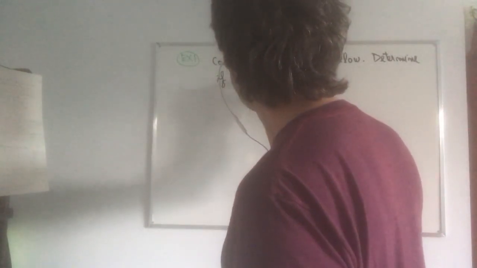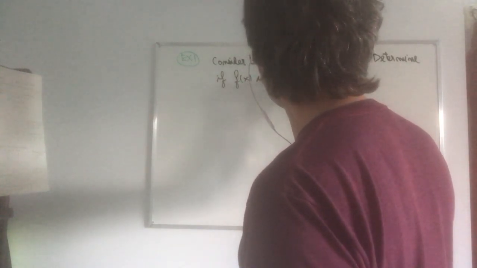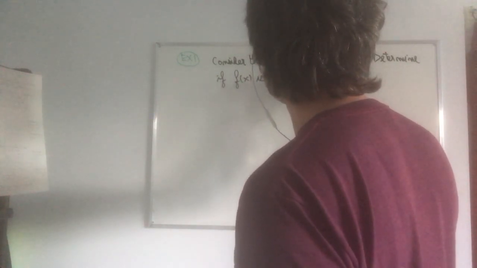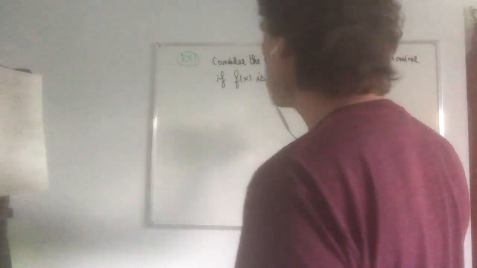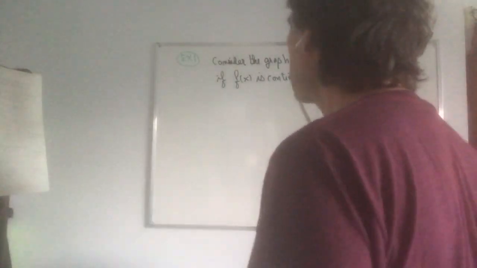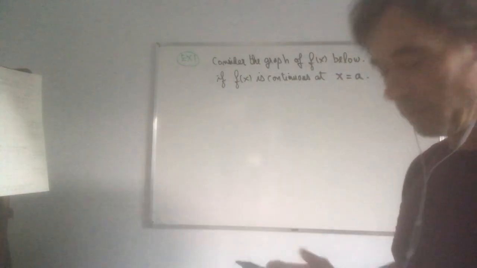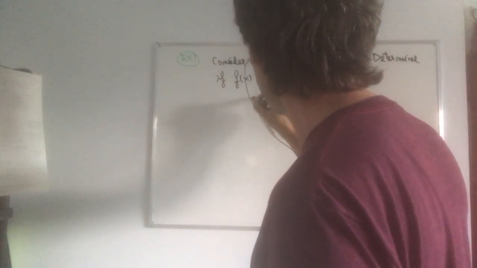Determine if f of x is continuous at, say, x is equal to A. So I'm just going to emphasize the fact that this is continuity at a point. Let us show the graph here.